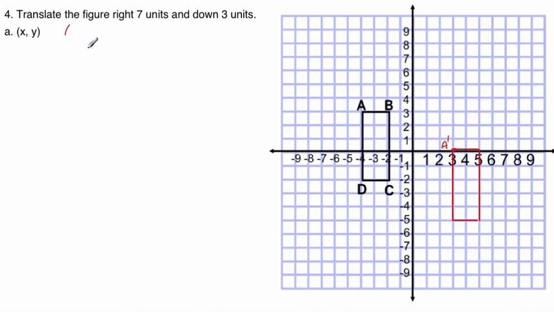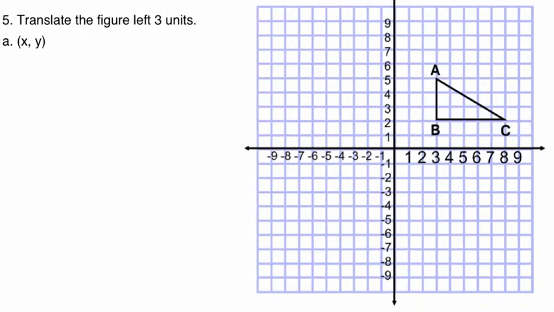Okay, the rule. I went to the right 7, so I'm going to add 7 to the x. And then I went down 3, so that's a minus 3 on the y. Good job. Okay, translate the figure left 3 units.